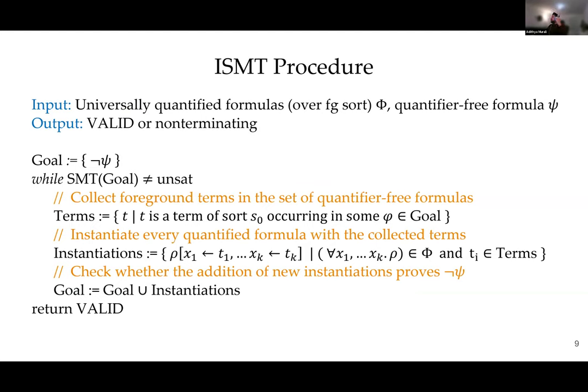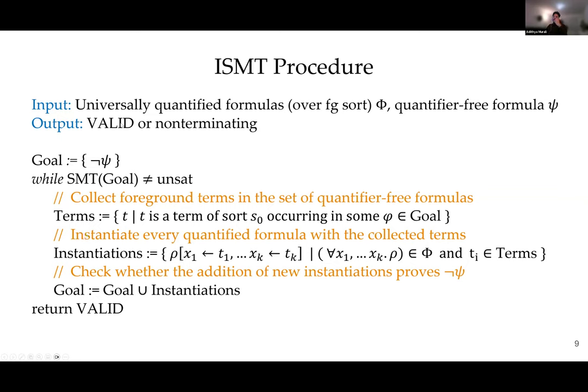Okay. So now that you have this logic of uninterpreted foreground and background and one-way functions, the instantiation procedure is actually very simple. You have a set of universally quantified formulas. Remember, the quantification is only over the foreground sort. That's phi. And then you have a quantifier-free formula, which is the property that you want to check, which is psi, right? Typically, phi is a set of definitions, and you want to check the validity of psi under the definitions phi. So this procedure is a RE procedure.